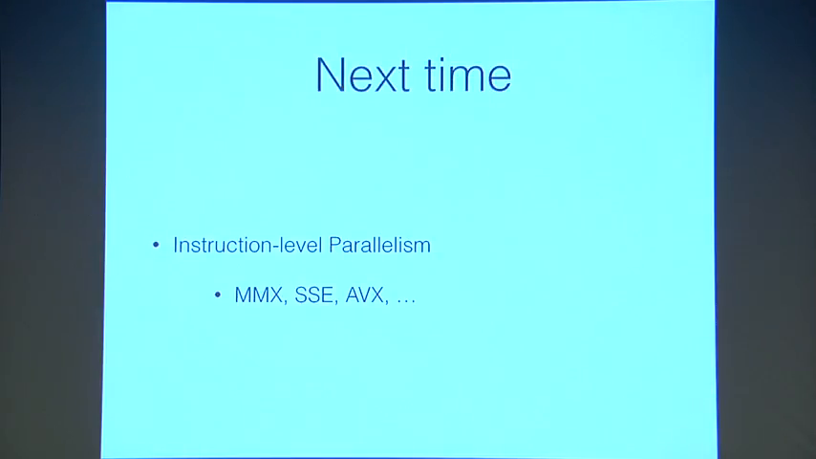All right, next time, we're going to talk about instruction level parallelism. Basically, MMX, SSE, AVX, these are all just names for do something with multiple pieces of data per compiler instruction, per low-level instruction, and how to use them.